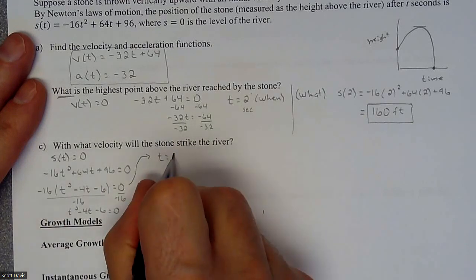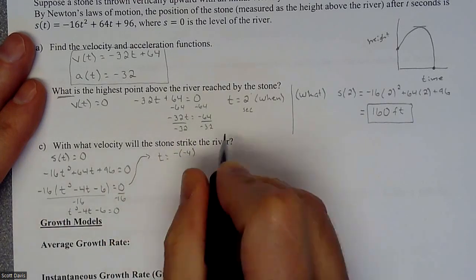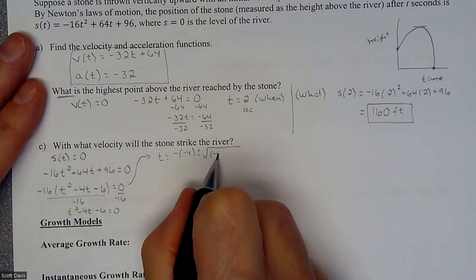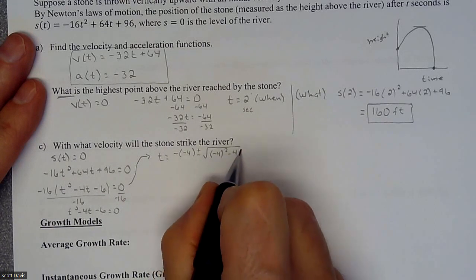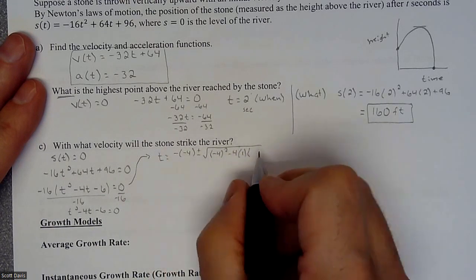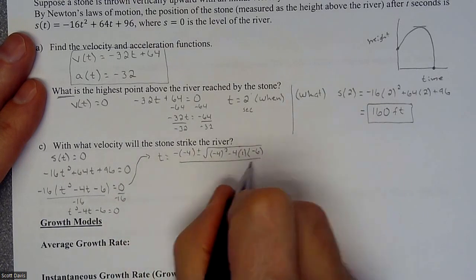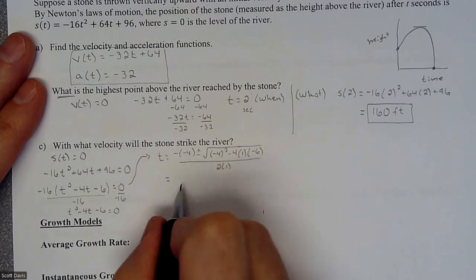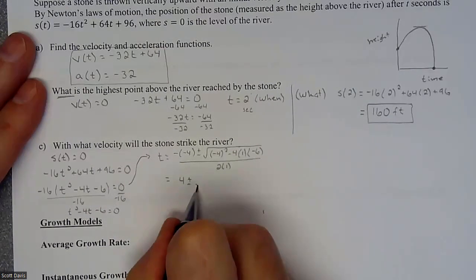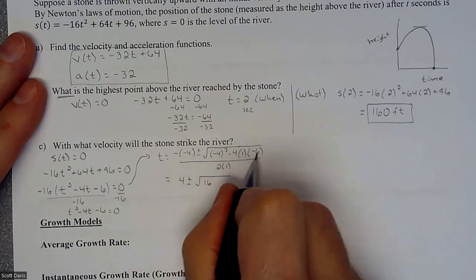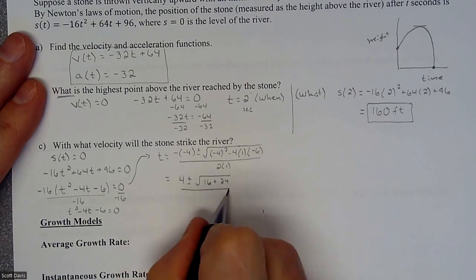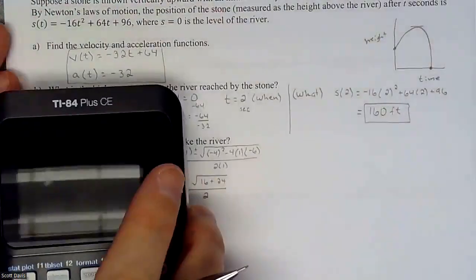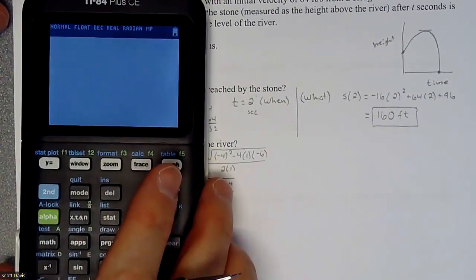So if we plug this in, we're doing negative b plus or minus the square root of b squared minus 4ac, all divided by 2a. A is 1, so 2 times 1. So we are looking to do 4 plus or minus the square root of 16 plus 24, divided by 2. All right, so we'll plug that in, get our 2 answers, and analyze that a little bit.